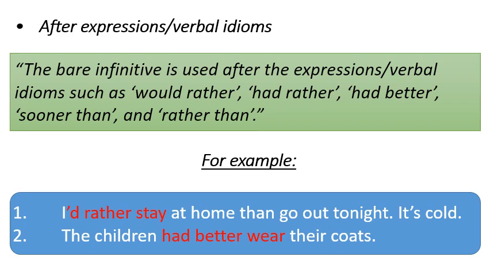It is cold. So here would rather stay is used as a verbal idiom, and the meaning of verbal idiom is a group of words containing a verb that has a meaning different from the meaning of any individual word within. It is a group of 2 or 3 words, and they are idiomatic. Number 2, the children had better wear their coats. So here the children had better wear their coats. So in this, had better wear also shows a verbal idiom.